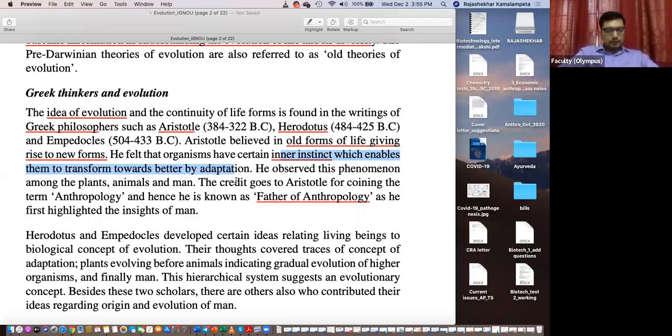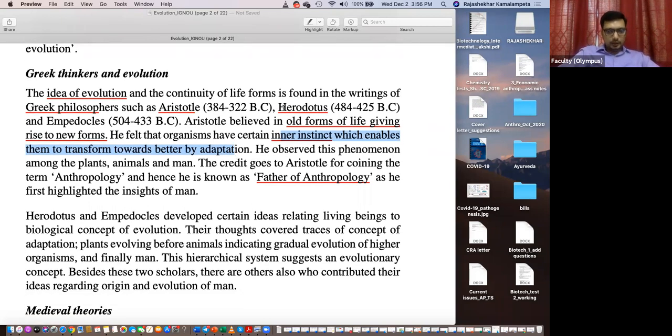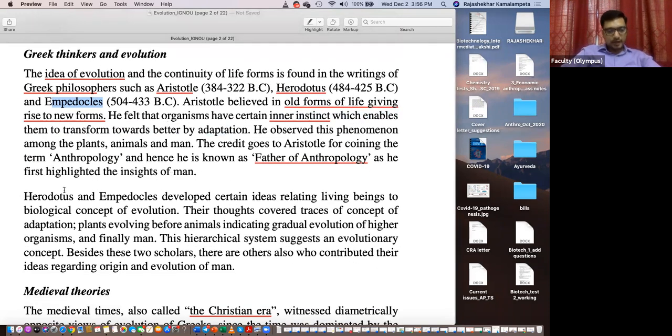Okay, right. So we just talked about what Aristotle thought about it, but there are also two other people, Herodotus as well as Empedocles. These people were around the same time, Herodotus from 484 to 425 BC, after Aristotle, and Empedocles from 504 to 433 BC. So they also talked about the concept of adaptation, meaning changing for betterment, changing into something better.